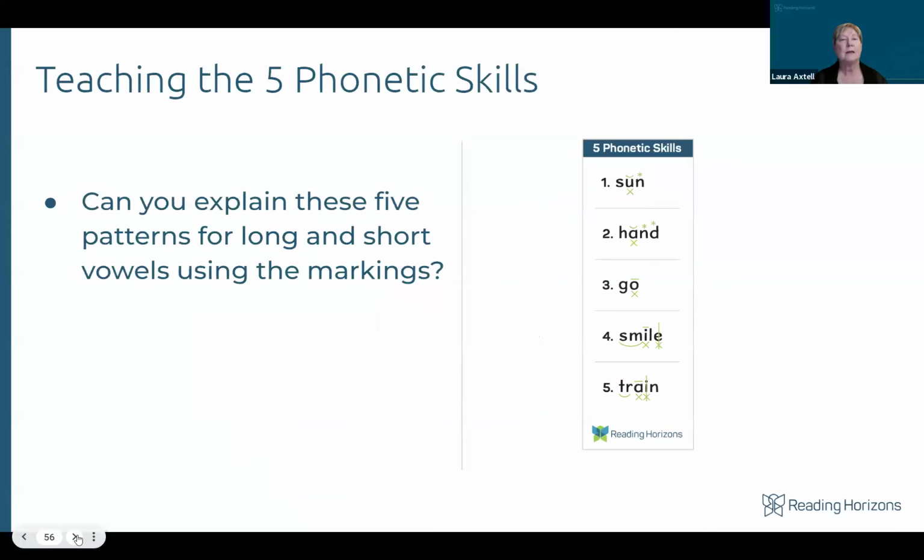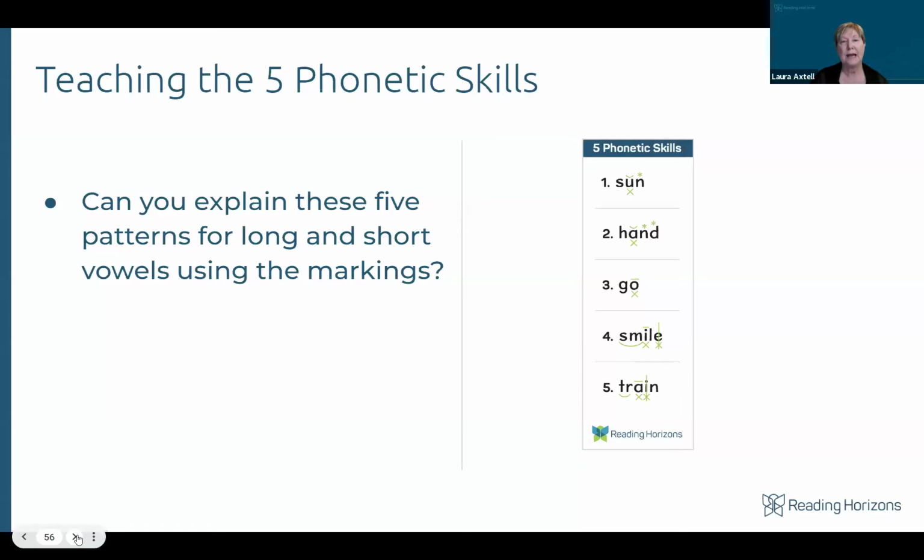So just based on that very, very quick introduction, could you explain those patterns just based on the markings? So, for example, number one: one consonant after the vowel is short. Two consonants after the vowel is short. When the vowel stands alone, the vowel is long. When there's a silent E, the first vowel is long. And in adjacent vowels, for 9 vowel teams, the second vowel is silent to make the first vowel long.